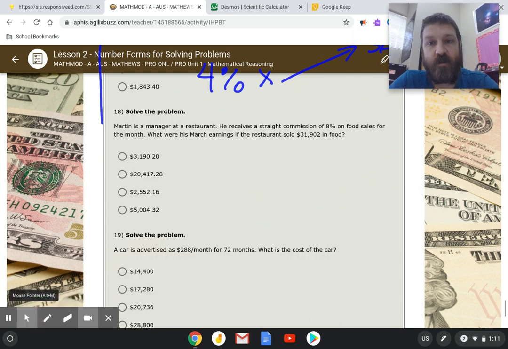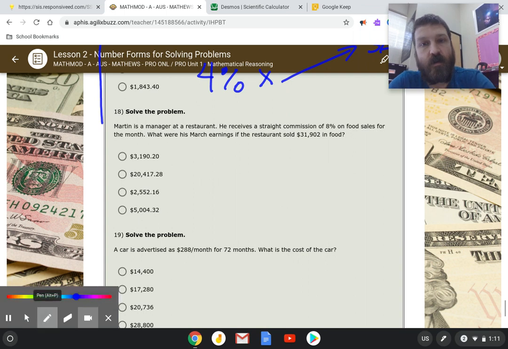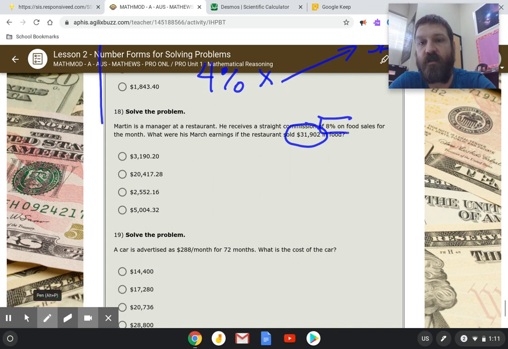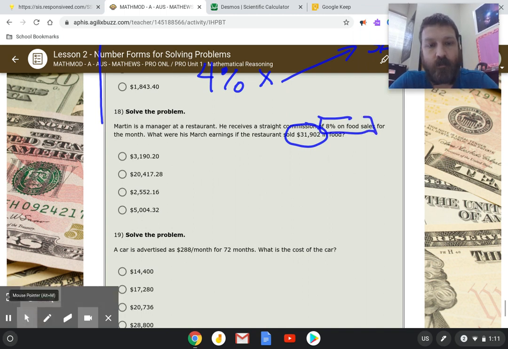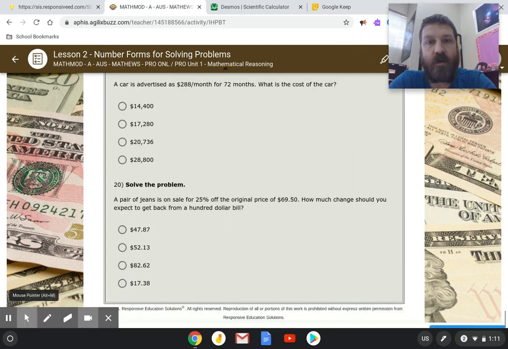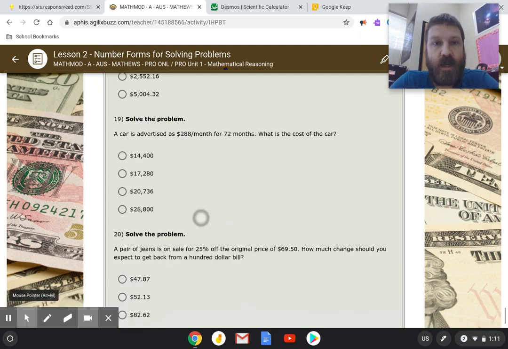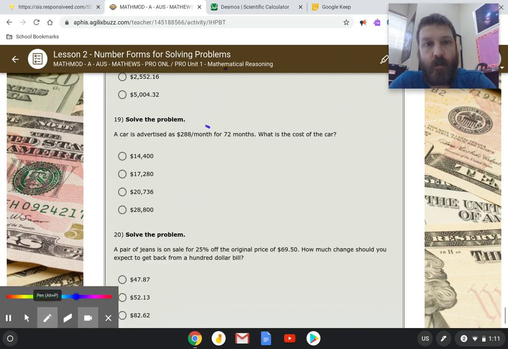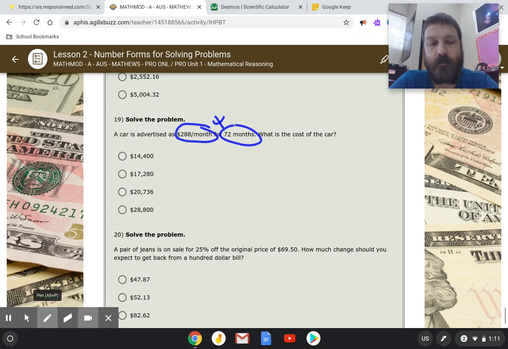Martin is a manager at a restaurant. He received straight commission on 8% of food sales. What were his March earnings if the restaurant sold $31,000? Nothing else to say here. It's just like the last problem. There's how much food they sold. This is how much he makes, 8%. 8% times the total. A car is advertised at $288 per month for 72 months. What's the cost of the car? More of the same. Per month times months. Multiplication. Very much common sense.